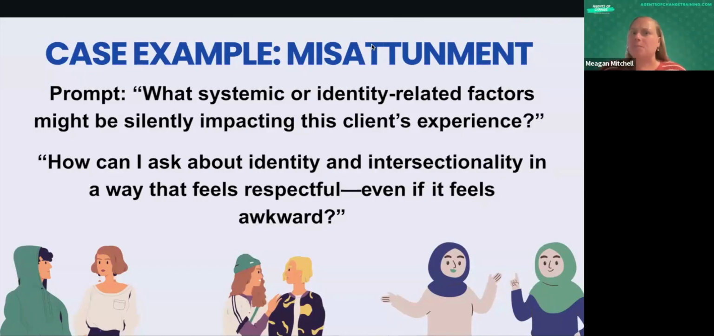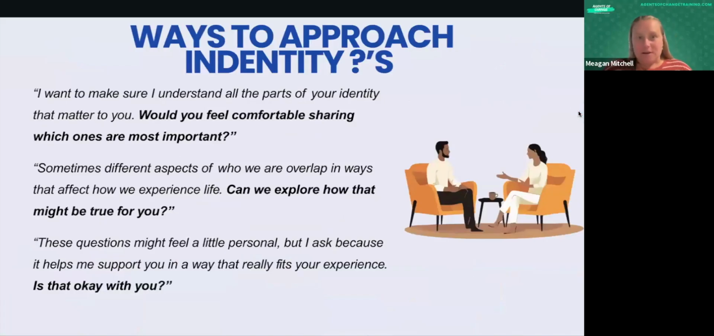But always being respectful, not just asking because you're being nosy, but approaching from a place of curiosity so you can strengthen the therapeutic relationship. Okay. Here are some ways you can approach it and question starters for you. So definitely think of ways you might want to tailor this to your own work.